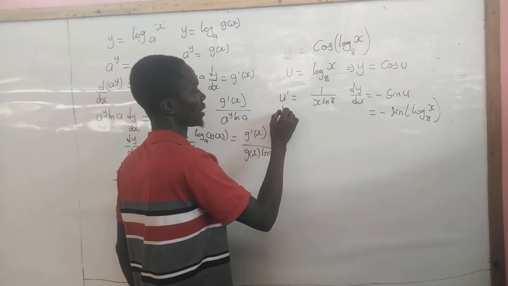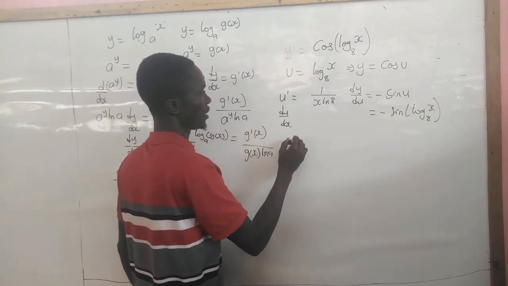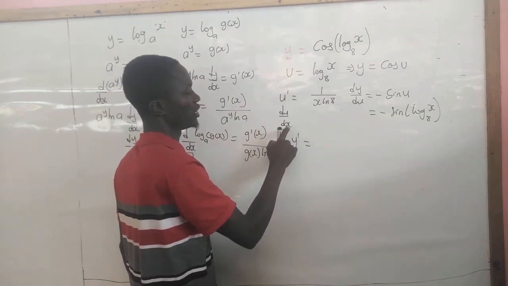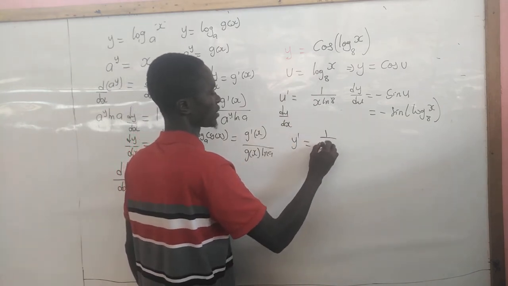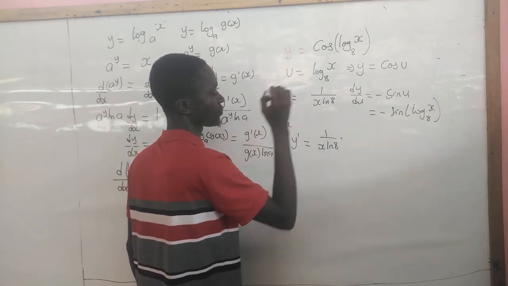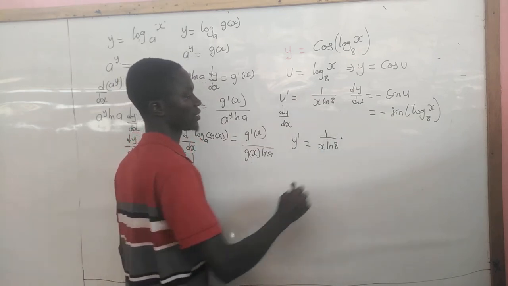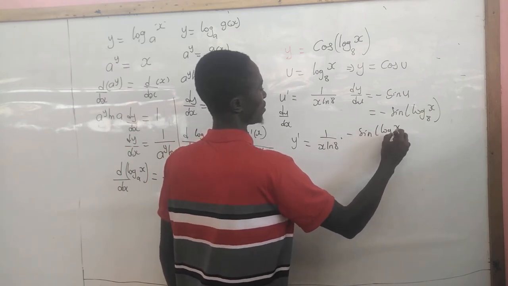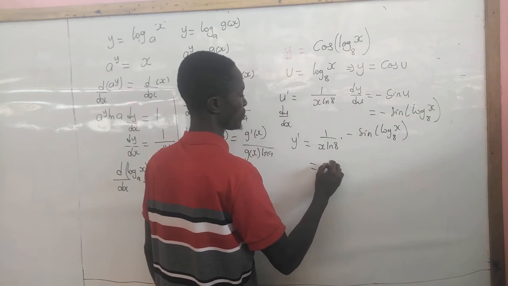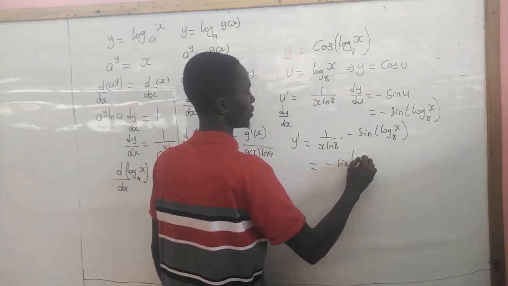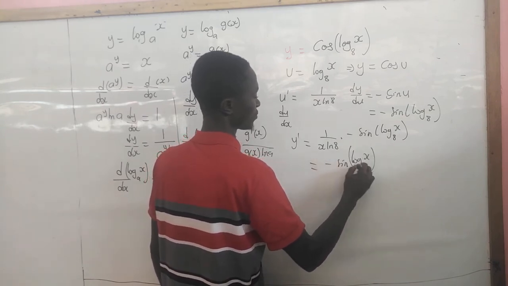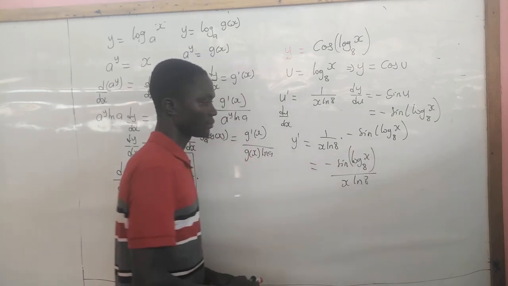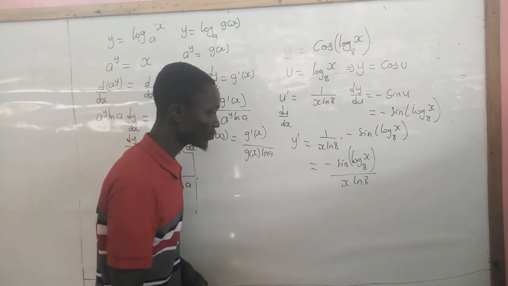Here, u prime is the same as du on dx. So here, y prime, that is derivative of y with respect to x, will be du dx, that is 1 on x times natural log of 8, times negative sine log x base 8, and that will give us minus sine log x base 8 divided by x times natural log of 8 as our final answer. Let's move on.